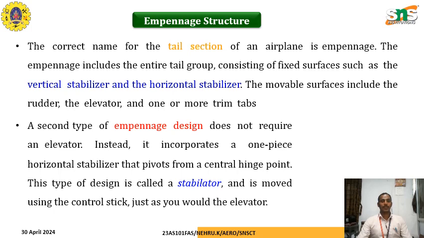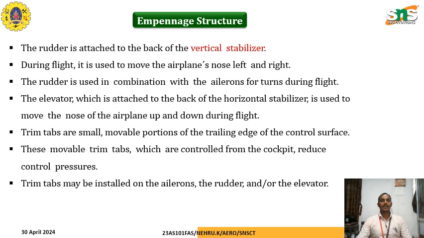The second type of empennage design does not require an elevator. Instead, it incorporates one piece of horizontal stabilizer that pivots from a central hinge point. This type of design is called a stabilator, and it moves using the control stick just as you would use the elevator.